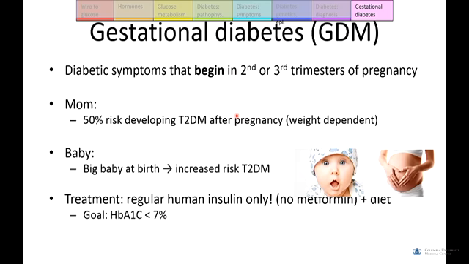Diabetic symptoms can begin in the second or third trimester for the mother, and if this does happen, 50% of these moms will develop type 2 diabetes after pregnancy. The other 50% will just remit.